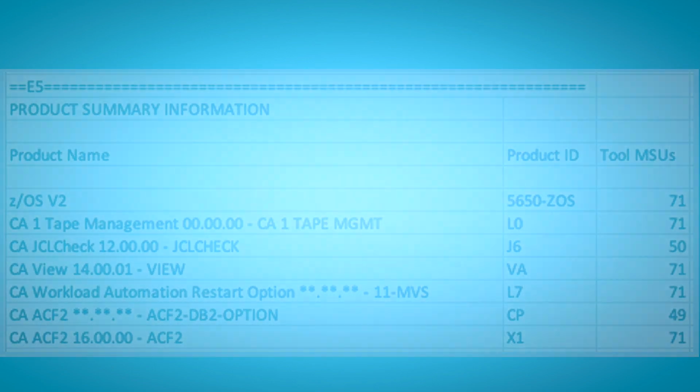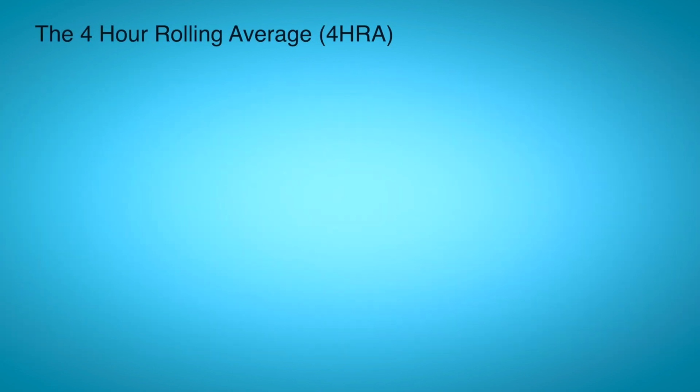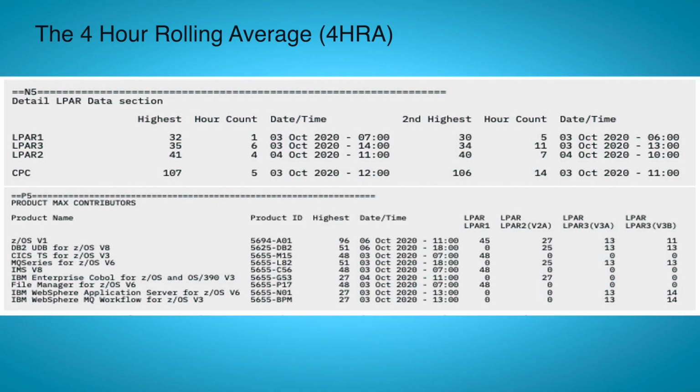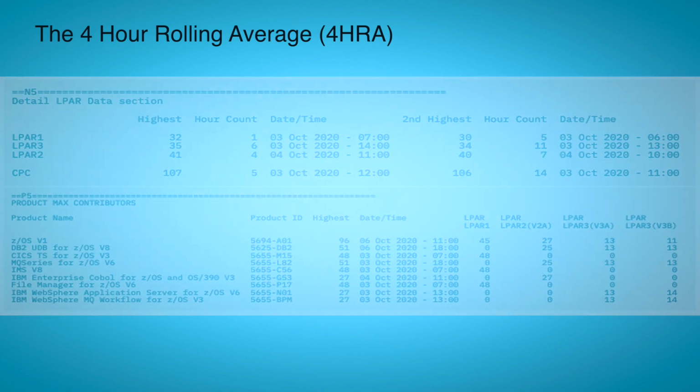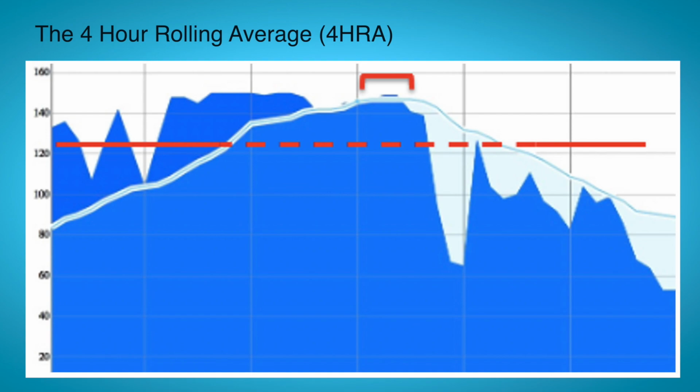SCRT reporting. The 4-hour rolling average, as seen in this example in the N5 detailed LPAR data section, reflects 107 MSU for this particular month. As you can see, the contributing products that support this influence these peaks and valleys. As we've seen through either online or batch transactions, these peaks and valleys attribute to our monthly cost.